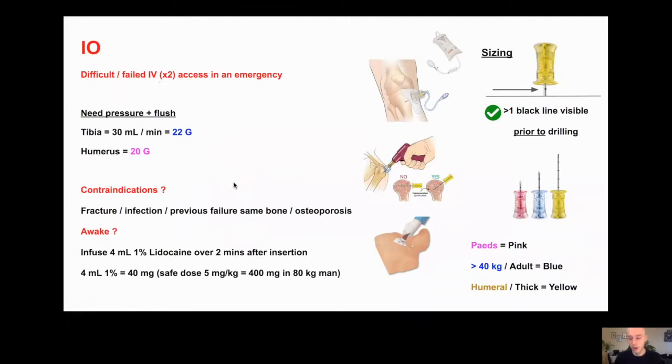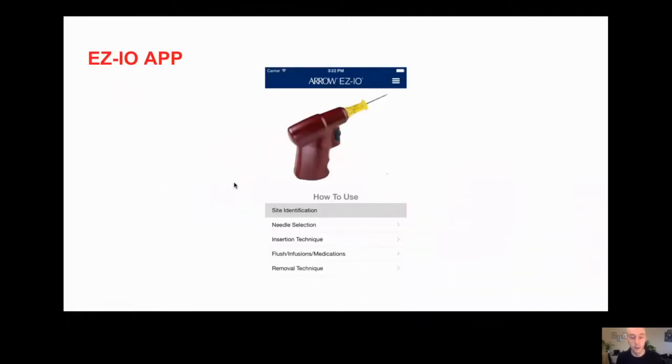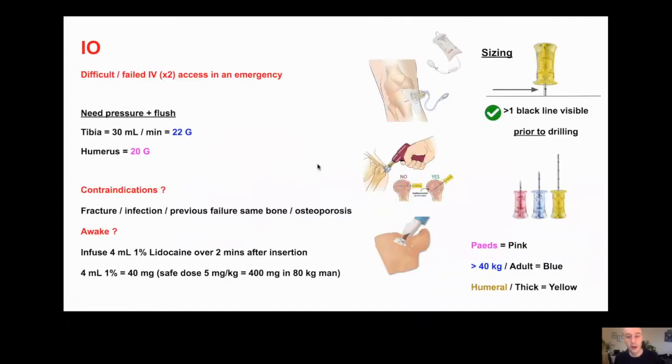And on the next slide, there is the Easy IO app, which shows you how to put in IOs. And there's a demonstration of them putting it in an awake volunteer. He's probably been paid for it, but using their method, they put it in and then they infuse some lidocaine down the IO, leave it for a couple of minutes, and then they bolus down it.